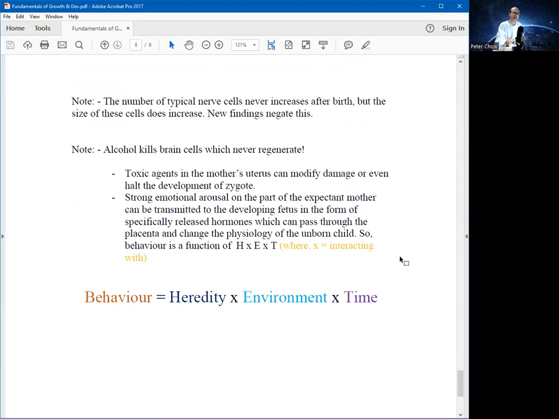The number of typical nerve cells never increases after birth, but the size of these cells does increase. However, recent findings negate this. Even our neurons could be regenerated. Now, what I put down here is that alcohol kills brain cells, which never regenerate, but then some do regenerate, okay?